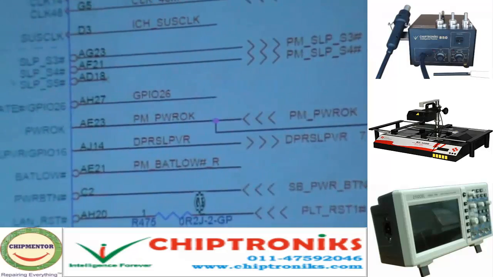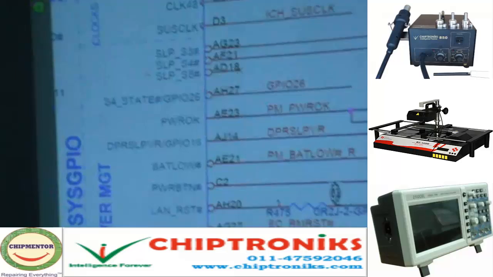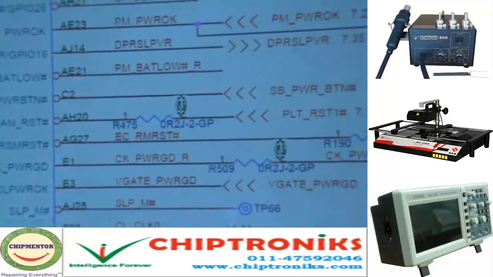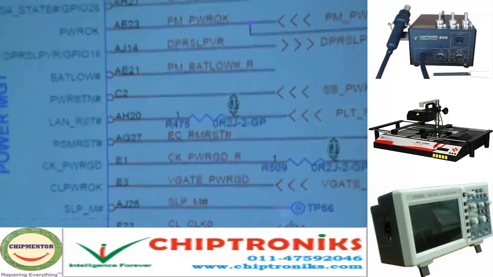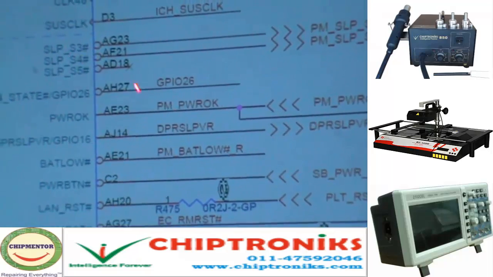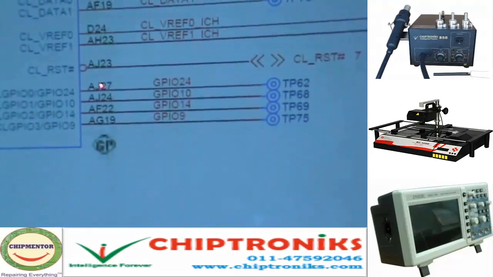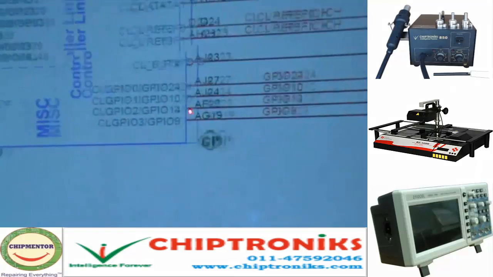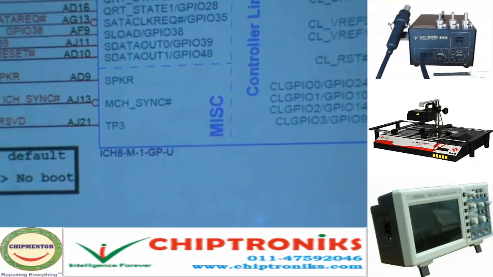And this is the important signal we have already discussed: clock power good, clock power OK. This is coming from all the voltage regulators. Power button, power OK, sleep SLPS3, SLPS4. So these are the important ones. We will now move to page number 21.